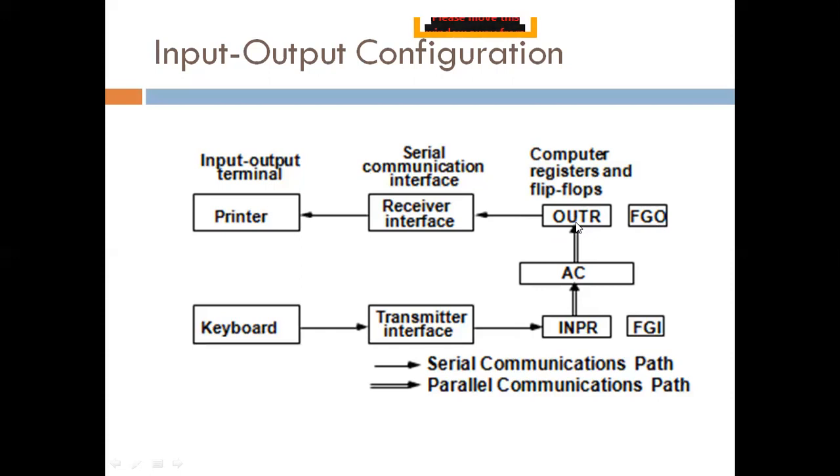Okay. When OUTR passes the data to the serial communication interface, to the output terminal, at the same time the value of FGO becomes 1. So now OUTR is empty and able to take another data. Okay. So this is one type of serial communication path for the input and output configuration.